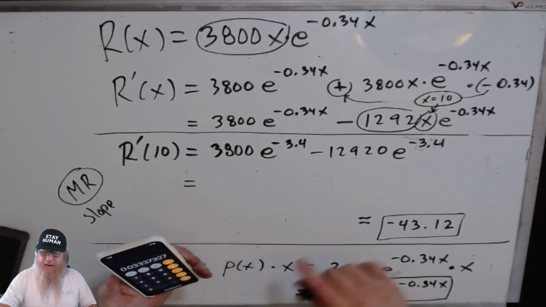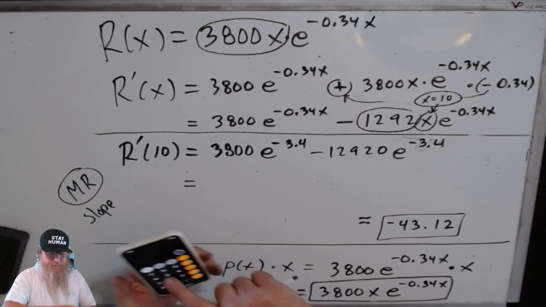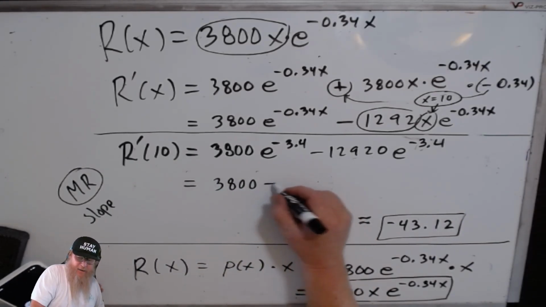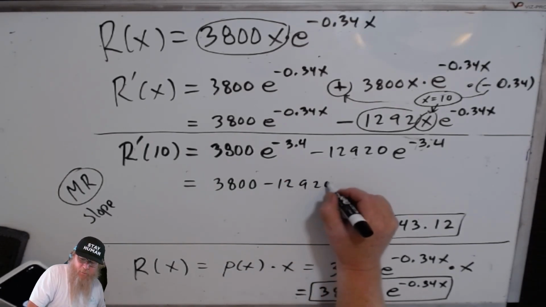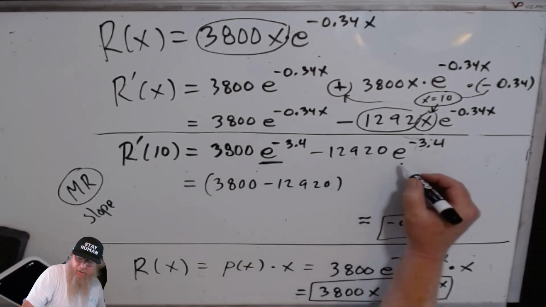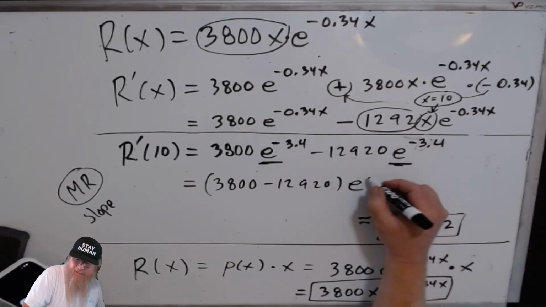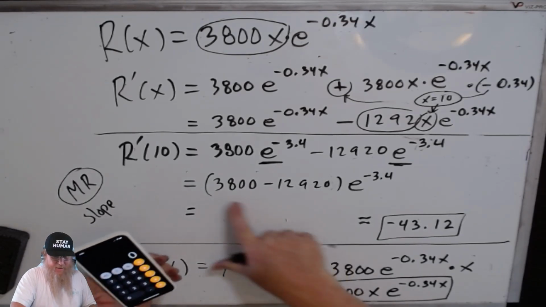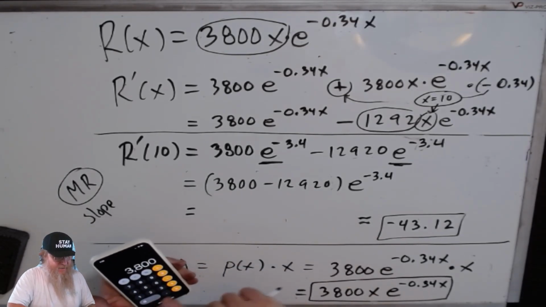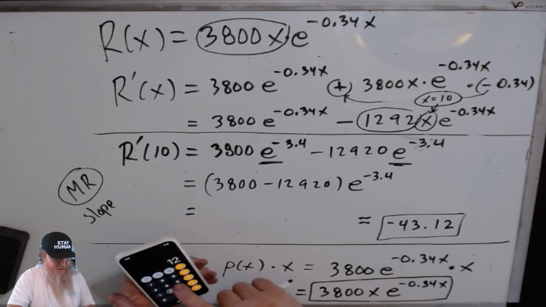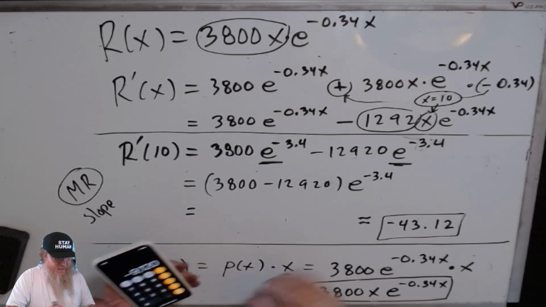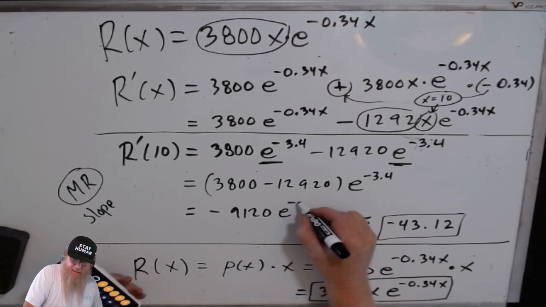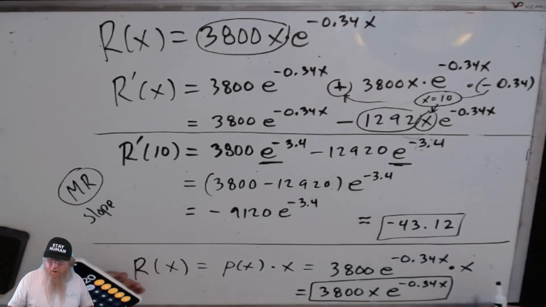So where was I? I'm going to show you a trick to make this a little easier. 3,800 minus 12,920. You could factor out the e. As long as they're the same power, you can factor it out. And then now I've got 3,800 minus 12,920, negative 9,120, e to the negative 3.4.